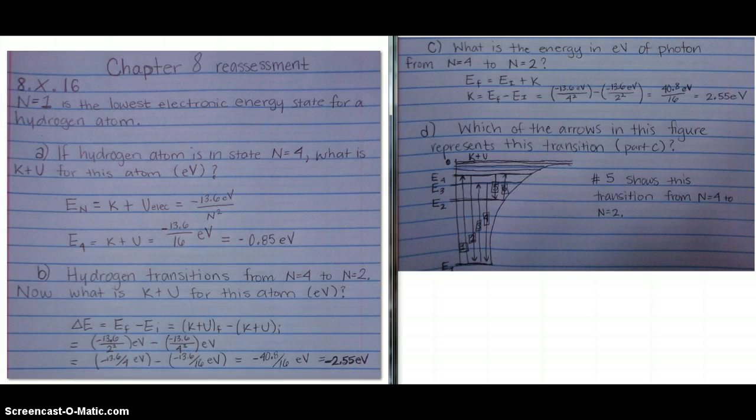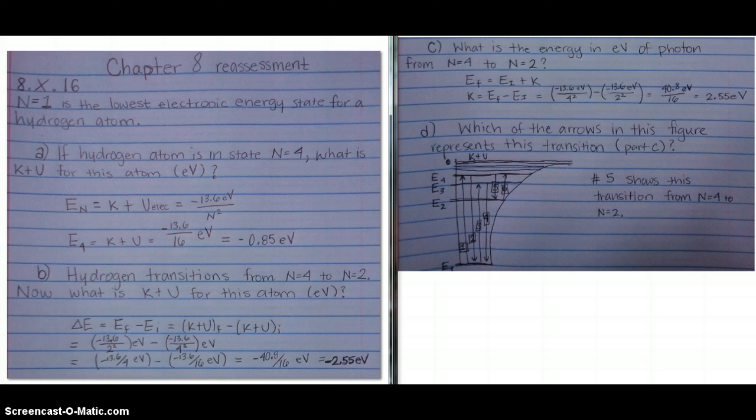It is 8.x.16. Basically, it tells you you have a hydrogen atom, and the ground state for a hydrogen atom is n equals 1. So part A says if the hydrogen atom is in its state n equals 4, what is K plus U for this atom in electron volts?